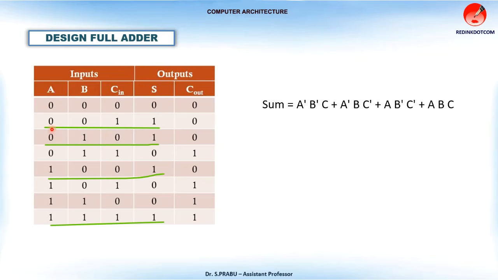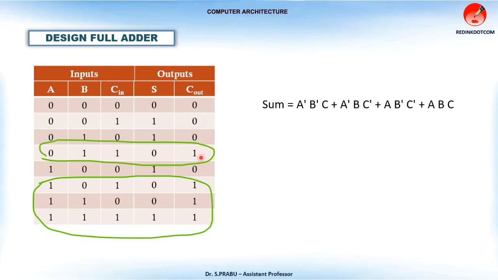The first value is 0, 0, 1, that is A dash, B dash and C. That can be written here. The second value is A dash, B, C dash. That can be written here. So in this way, all the values can be written. In the same way, the minterm for the carry can be identified. That can be written here.